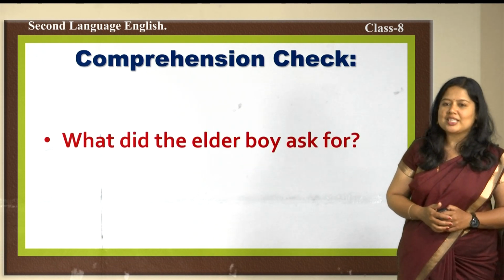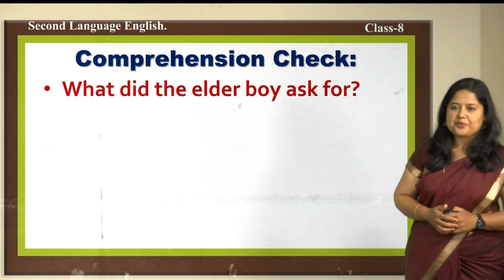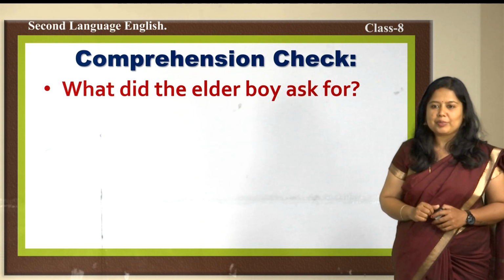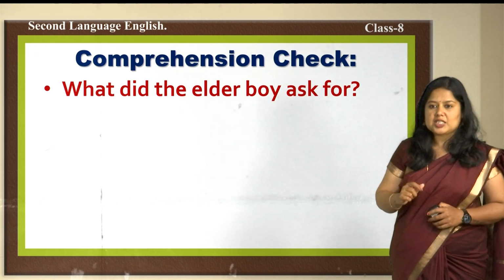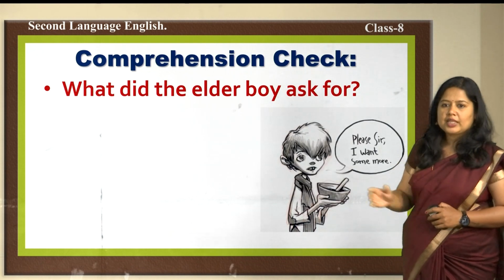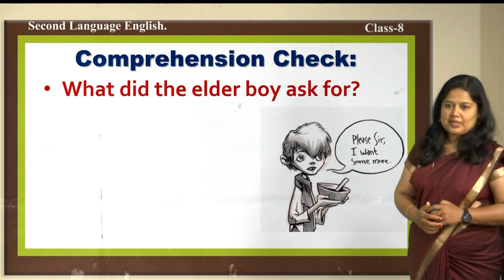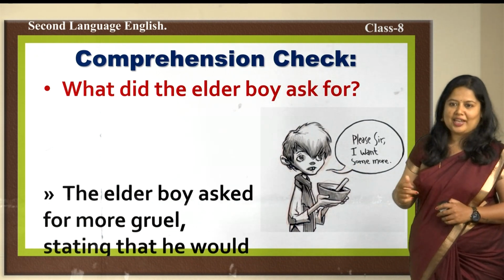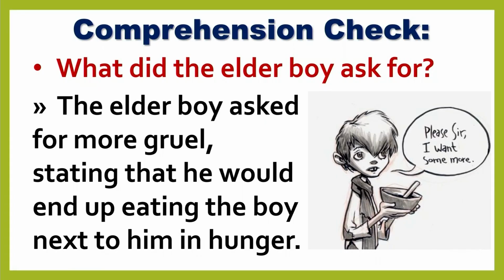So, here is your question. What did the elder boy ask for? This is in paragraph number 5, children. You remember, an elder boy asks for something. What did he ask for? Can you make out by the picture? Picture is the hint for you always. Yes, you are right. The elder boy asked for more gruel, stating that he would end up eating the boy next to him in hunger.